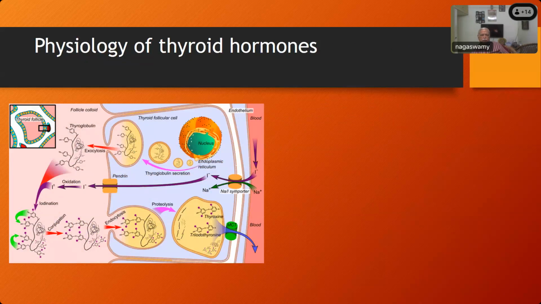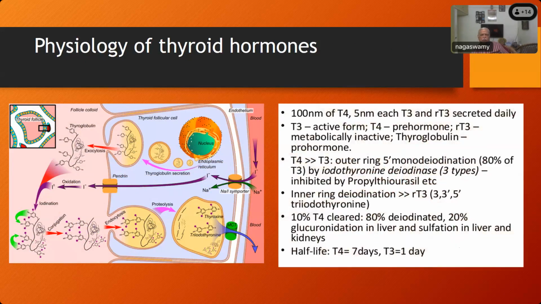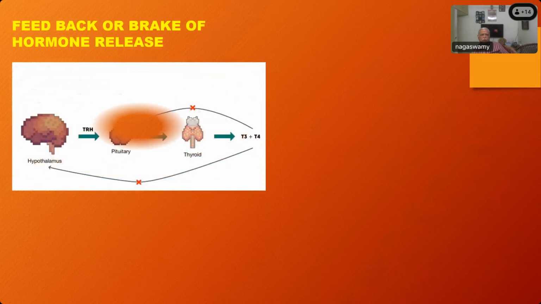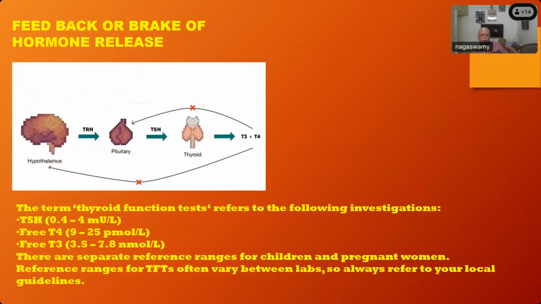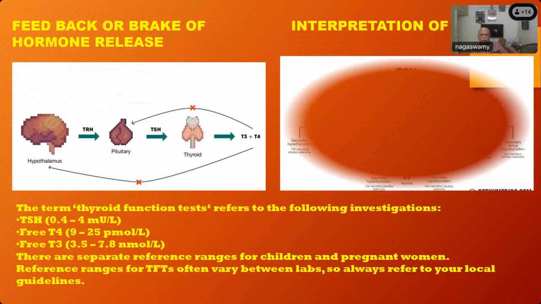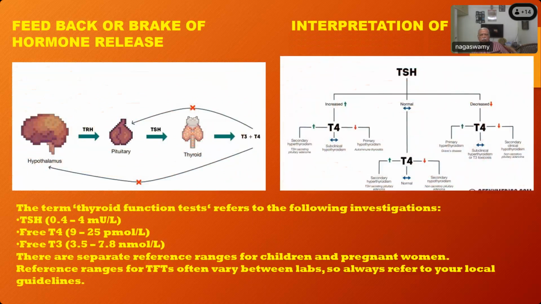This picture is seen in all textbooks about the formation, how the synthesis of thyroxine T3, T4 takes place, and what are all the steps in that, and how the release is controlled is by the feedback mechanism, and what are all the various levels at which it is done, and how you interpret the TFT, the thyroid function test. You always look at the TSH, whether it is normal, increased or decreased, and then based upon that, you look next at the T4. So these two should be correlating with each other. If they don't correlate, it may be a secondary problem, not a primary problem.